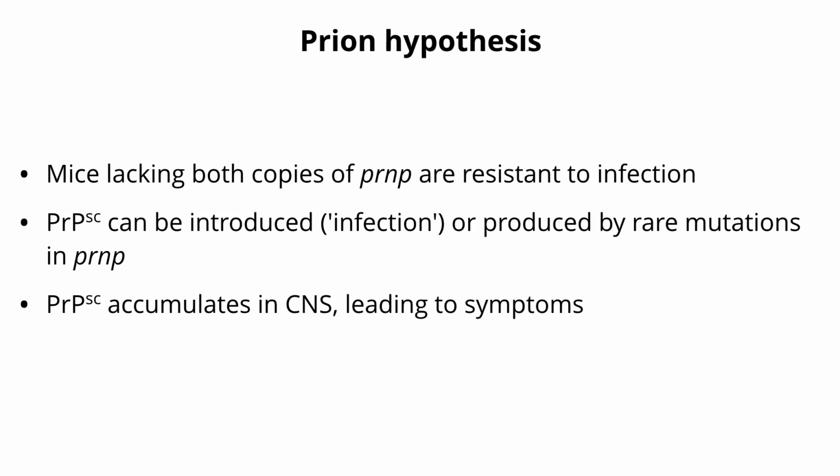Now back to mice. If you take both copies of the PRNP gene away from a mouse, you can easily do that, they're resistant to infection. So you need to have the PRNP gene in order to develop a prion disease. You can introduce PrPSc into an animal. So you can feed mice or inject PrPSc and they will develop a TSE. Or sometimes rare mutations in the gene in people lead to spontaneous development of a prion disease. But in either case, if you inject or if you have a genetic predisposition, the pathogenic protein accumulates in the central nervous system, and that causes the TSE.